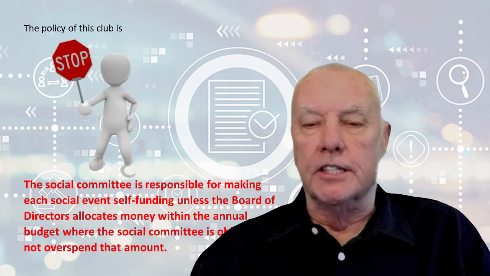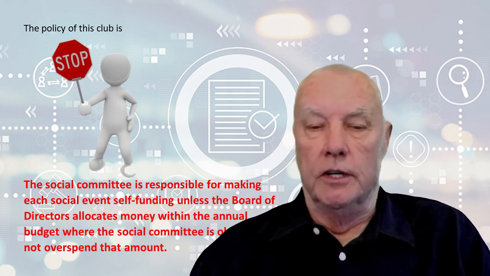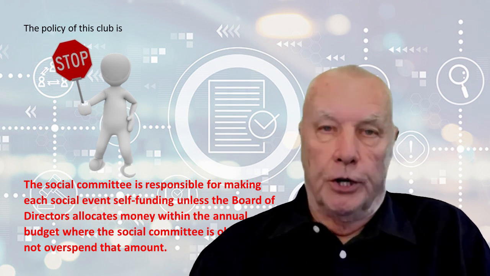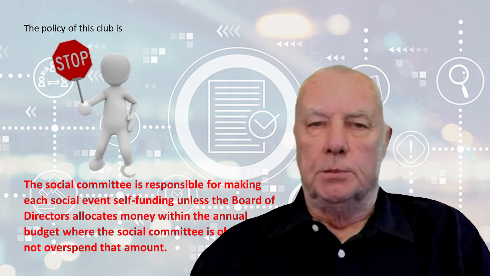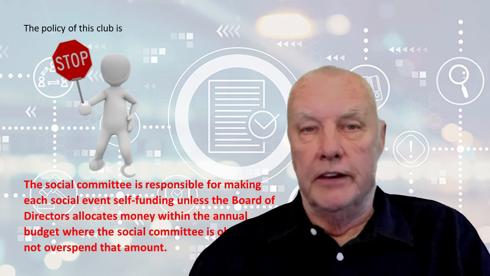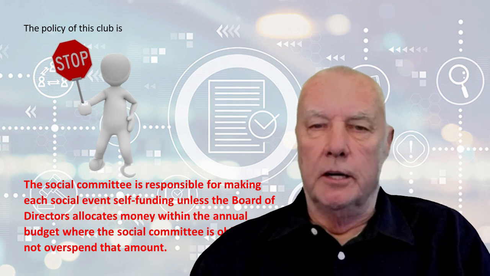The third part is that the policy describes what the limitations are. And in the case of this one, it's that the social events are supposed to be self-funding. Unless the board of directors specifies money for social events, it's a self-funding activity. That's a limitation on the committee.